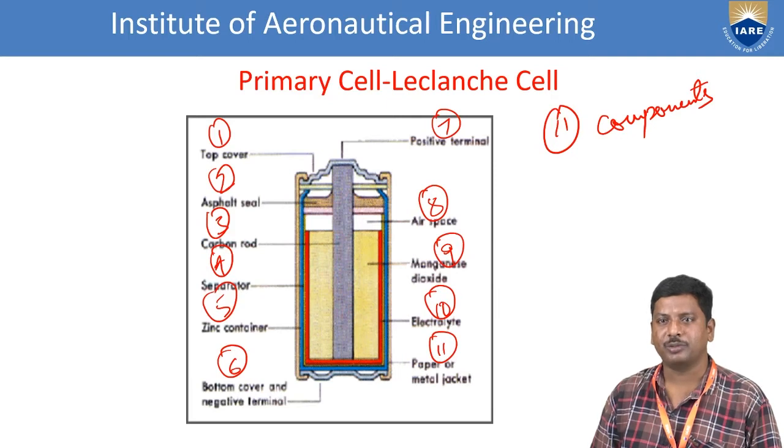And manganese dioxide acts as a depolarizer. And the electrolyte, in which the chemical reaction takes place at the anode and cathode. And finally, an absorbent paper or metal jacket at the bottom. This is the basic type of a Leclanche cell.